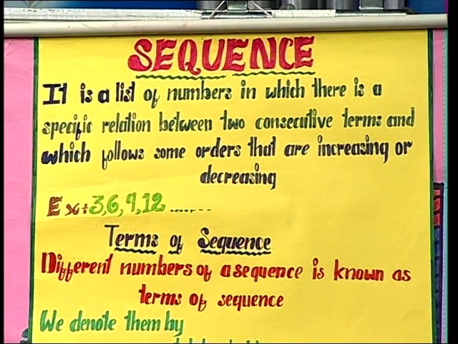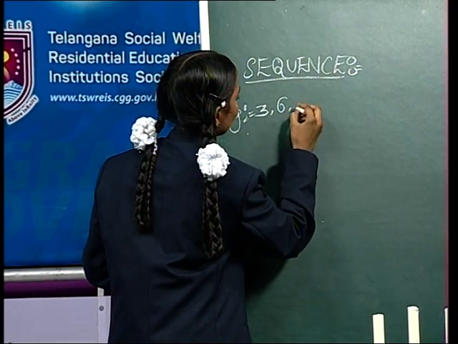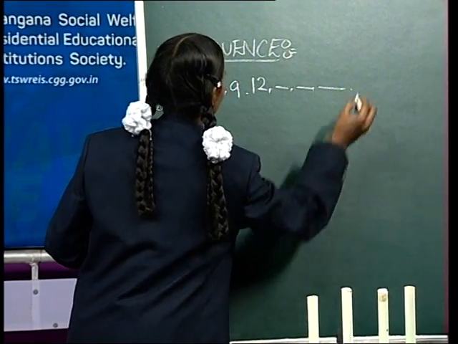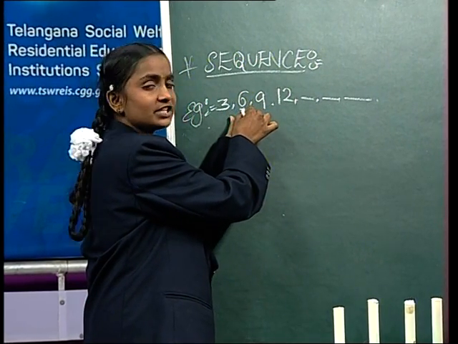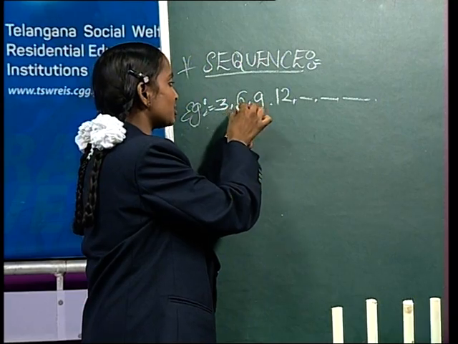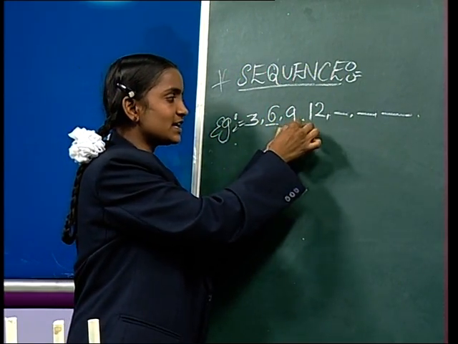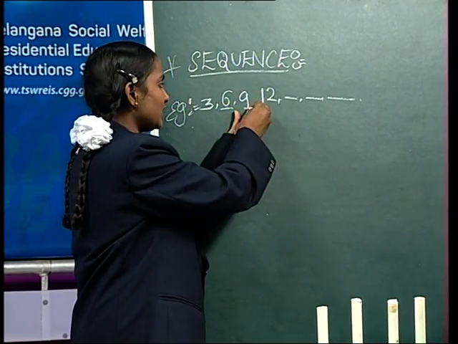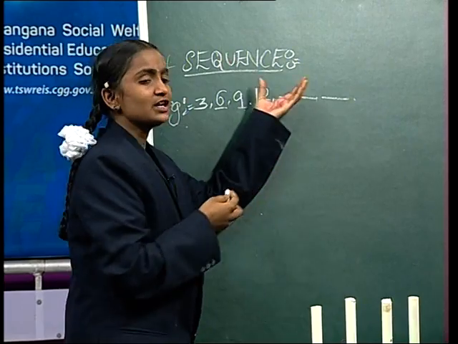Here I give the example, that is 3, 6, 9, 12 and so on. Here this 6 is obtained by adding 3 to the preceding term of 6. That means the preceding term of the 6 is 3 in this progression. So, if I add 3 to the preceding term of 6, that means 3 plus 3, it becomes 6. And this 9 is obtained by adding 3 to the preceding term of 9. That means 6 is the preceding term of 9. Here I am adding 3 to the preceding term of 9. That means 6 plus 3, it becomes 9, 12 and so on.